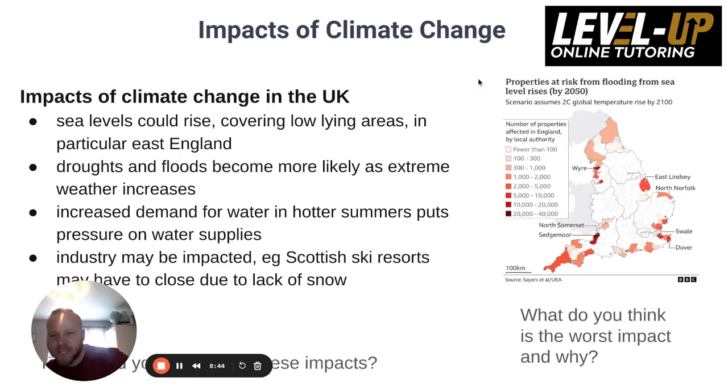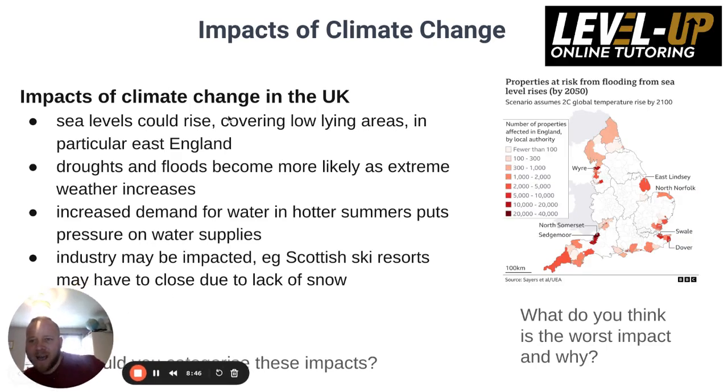Okay. Impacts. Why do we care? This is what's going to happen in the UK. So properties at risk from flooding. Students need to analyse graphs and data like this. Okay. So our sort of dark reds in the southwest here can be anywhere up to 10 to 20,000 properties at risk from sea level rise by 2050. So that's pretty significant.